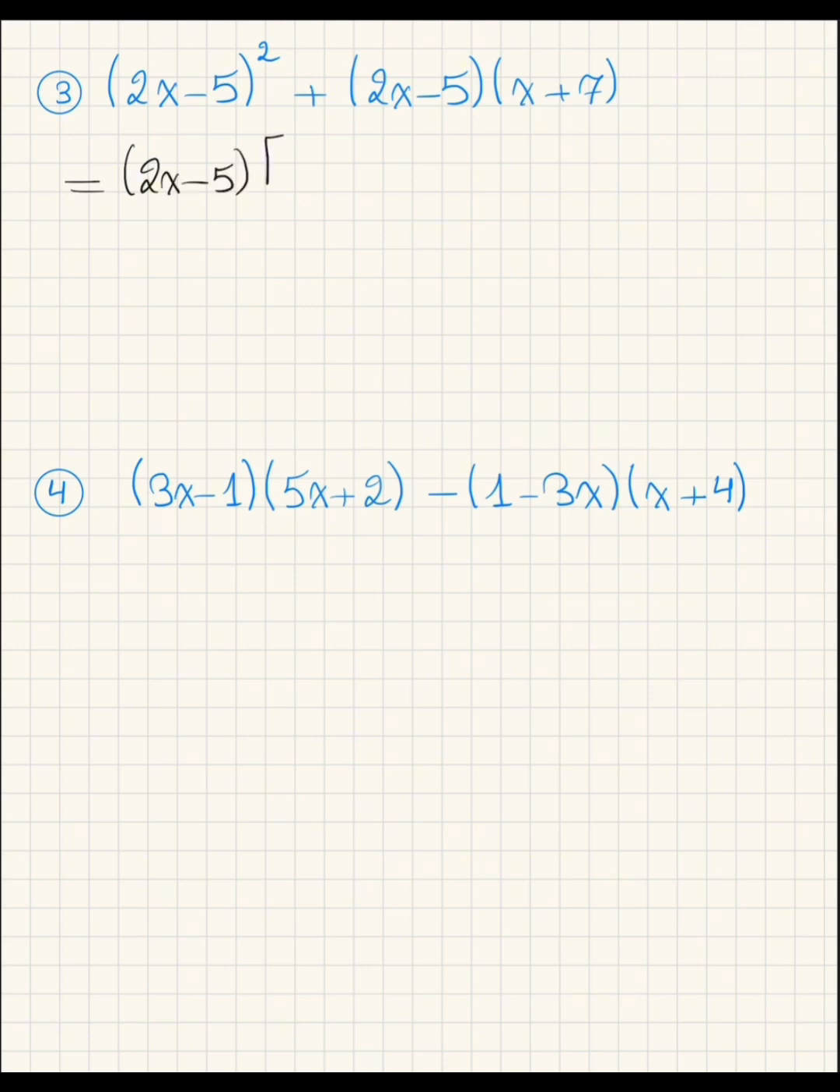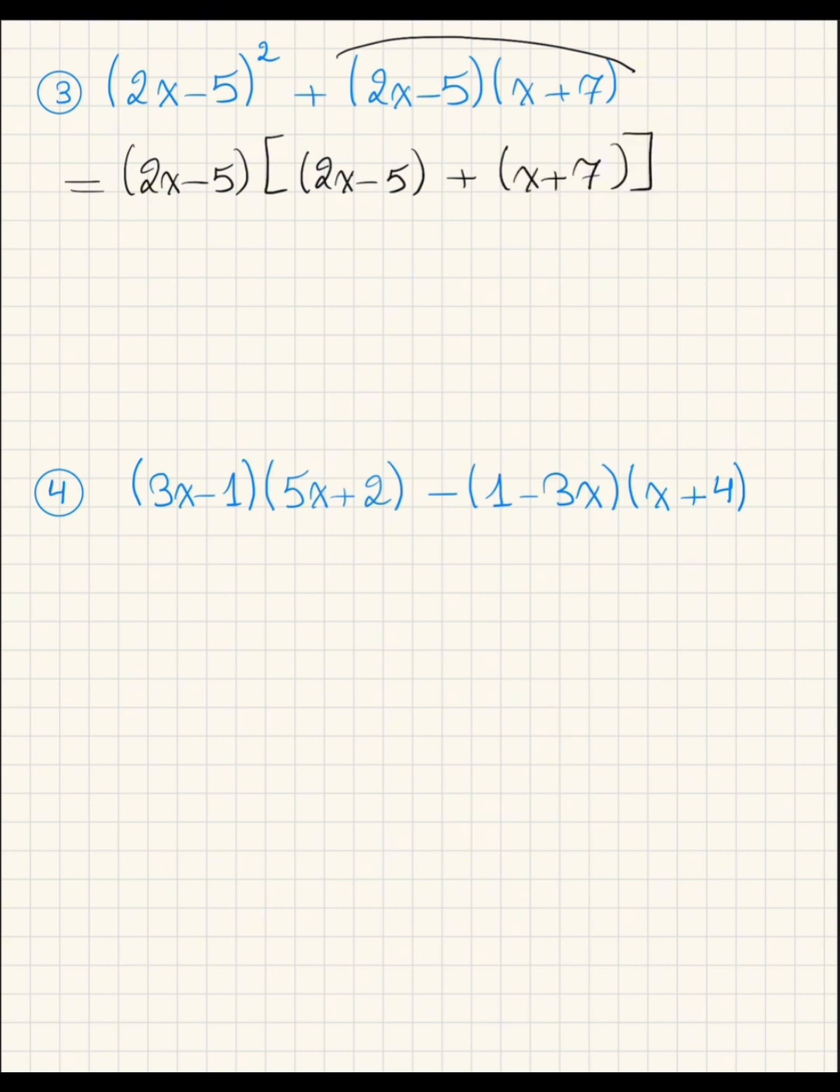And what is left inside? From the first term, we have 2x minus 5 to the power of 2. I already took 1 as a common factor, so I'm left with another 2x minus 5 to the power of 1. From the other term, this 2x minus 5 is taken already, which means I'm only left with x plus 7.